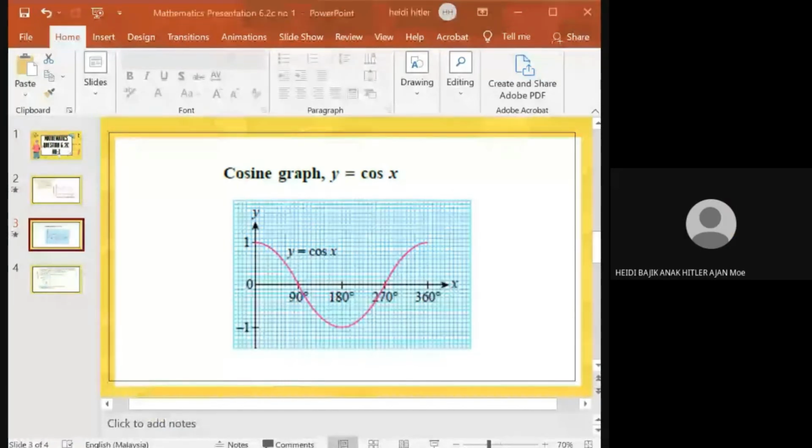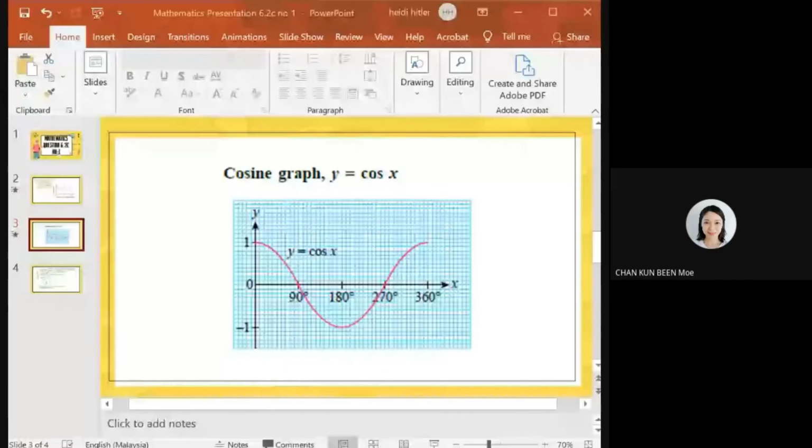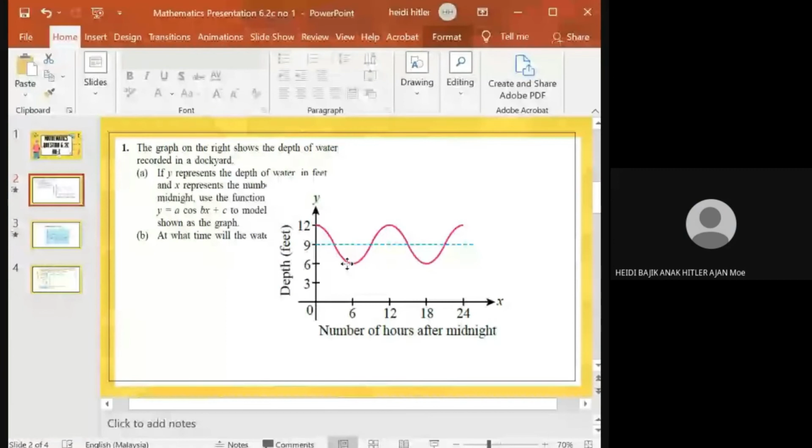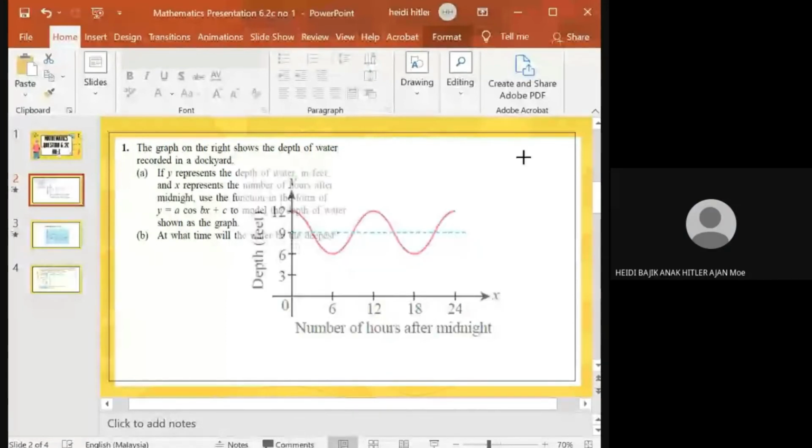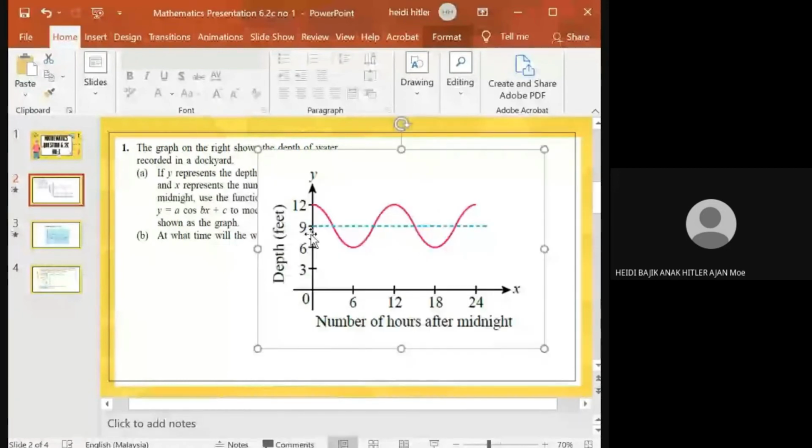Okay. So to know the amplitude, if we see in this graph given, we can see 12, 9, 6. So the highest is 12 and the lowest is 6. If you look at the graph, from 9 to 12, the difference is 3. From 6 to 9, the difference is 3 also. So we know that the amplitude is equal to 3. See, 3, 6, 9, 12. So the amplitude is 3.